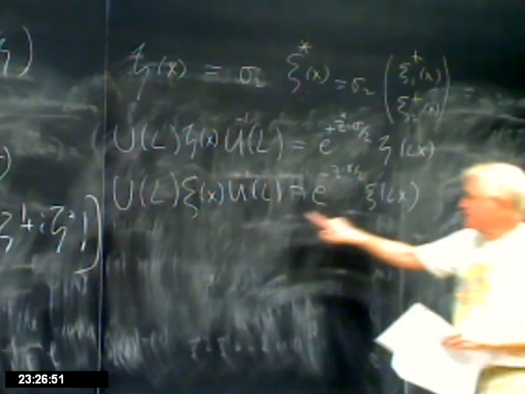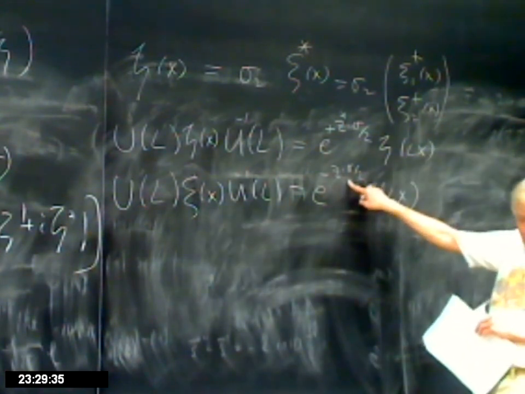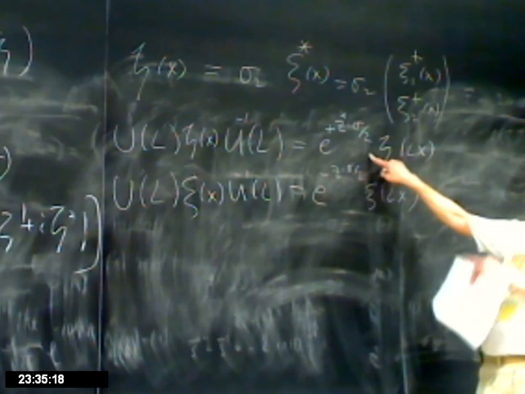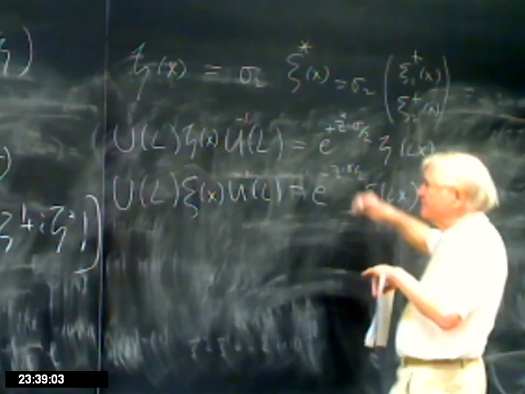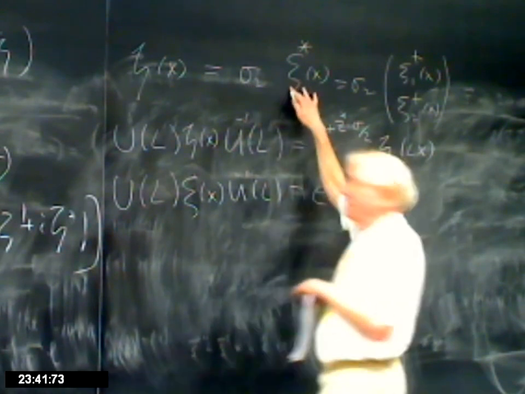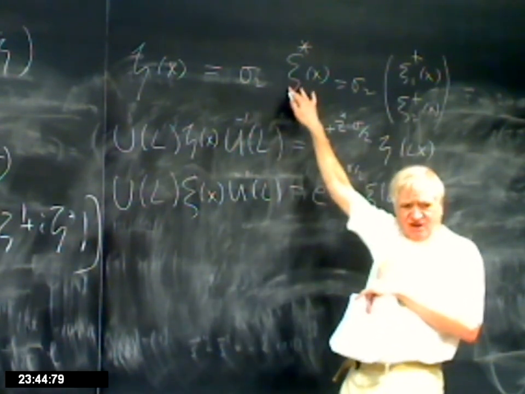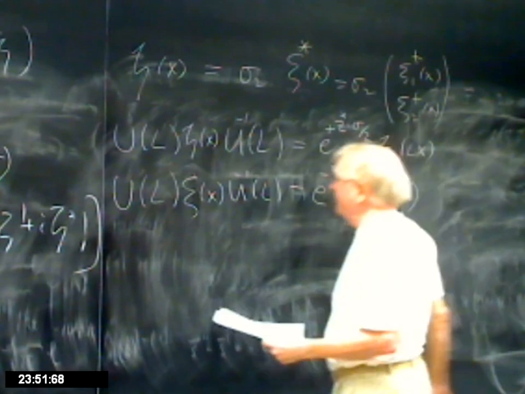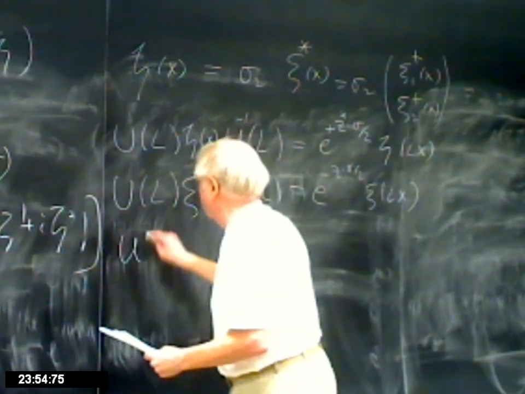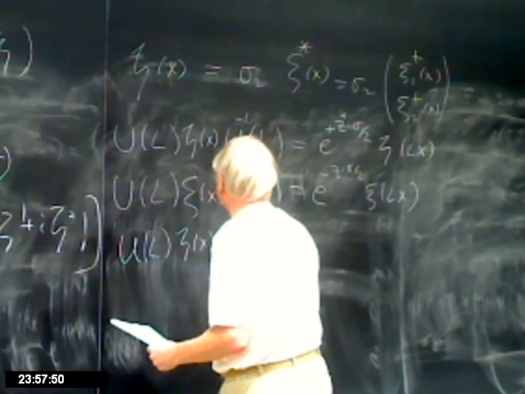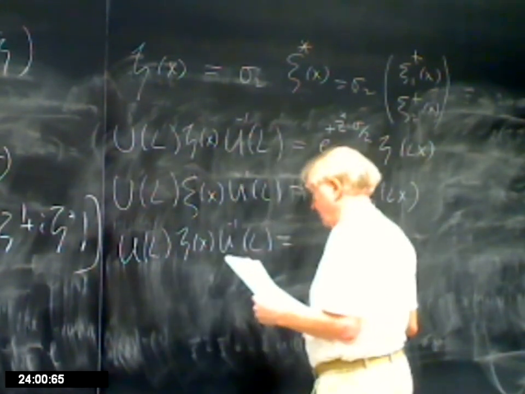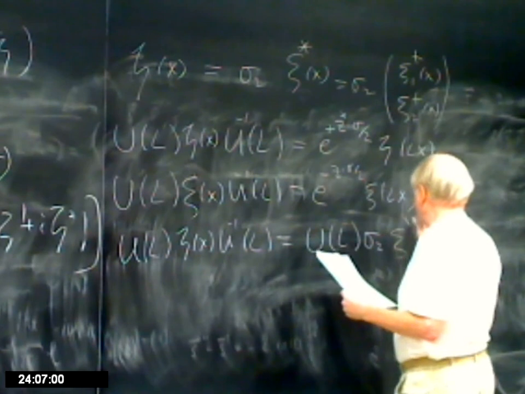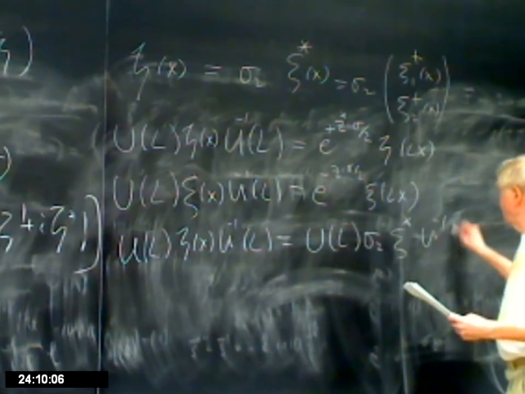Start with a left-handed spinor that transforms this way under a Lorentz transformation. And then what I want to show is that zeta will transform the other way, the right-handed way, if zeta is just sigma 2 times the adjoint, or complex conjugate, of the left-handed spinor. And this is actually rather simple. So how does this work? U of L, zeta of x, U inverse of L is going to be U of L, sigma 2, C star, U inverse of L.